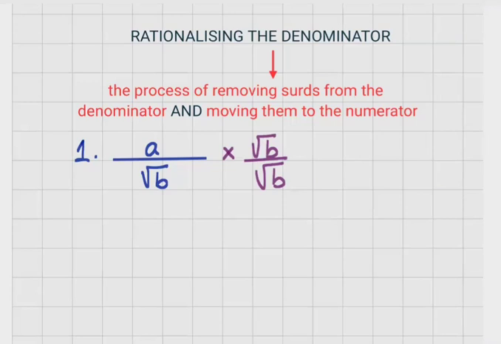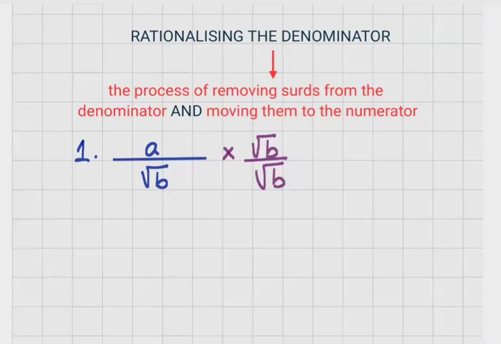Now, keep in mind, root b divided by root b essentially is equivalent to 1. So really, what I'm doing is multiplying a over root b by 1. So we're not changing the value of a over root b. So keep that in mind. But this is going to get our job done.